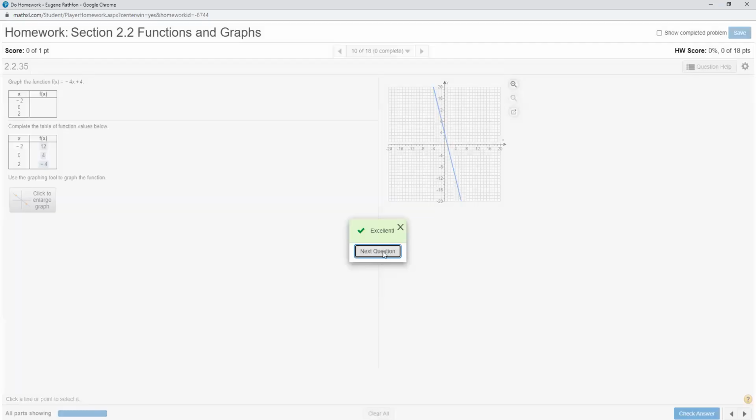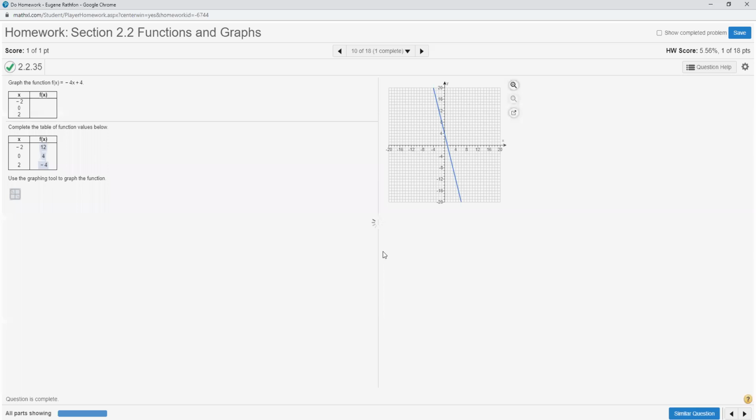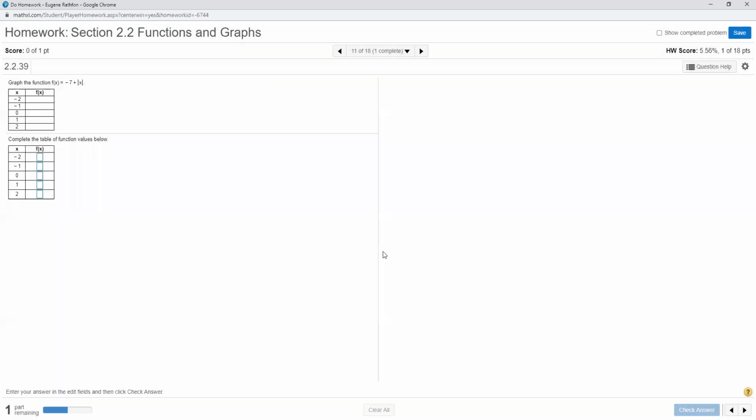All right, so let me write this next one they're giving me on this math lab, and then we'll work that one. So this one has f of x equals negative 7 plus absolute value of x. Looks like they're giving me 5 numbers: negative 2, negative 1, 0, 1, and 2.